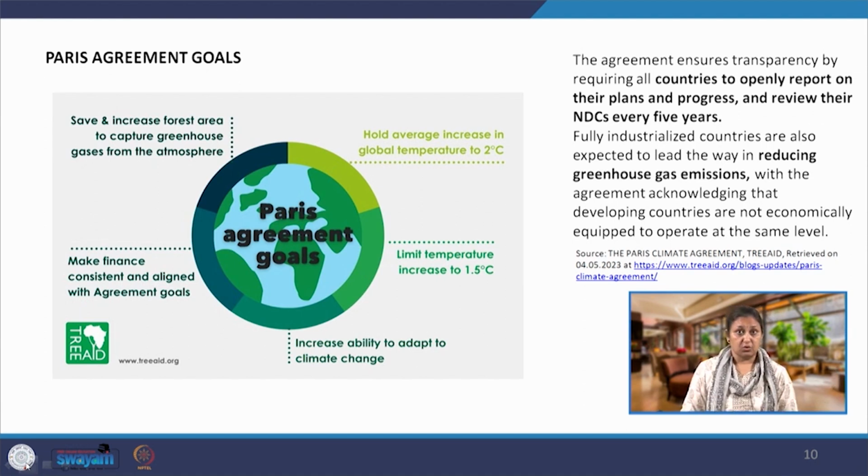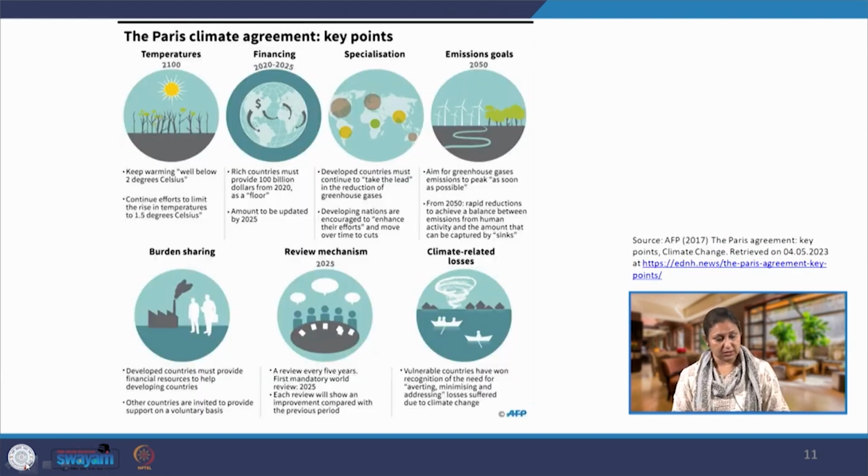One important goal which has been clearly written in black and white is to save and increase the forest area to capture greenhouse gases from the atmosphere, and while there are no definite targets on how much area should be converted or afforested, a general objective is to increase forest area and each individual nation is supposed to set its own target. And each country will be reviewing its performance on each of these goals and the targets that they set for themselves.